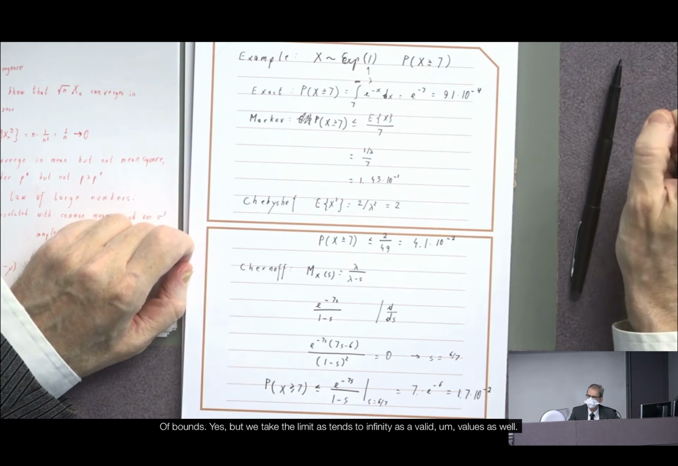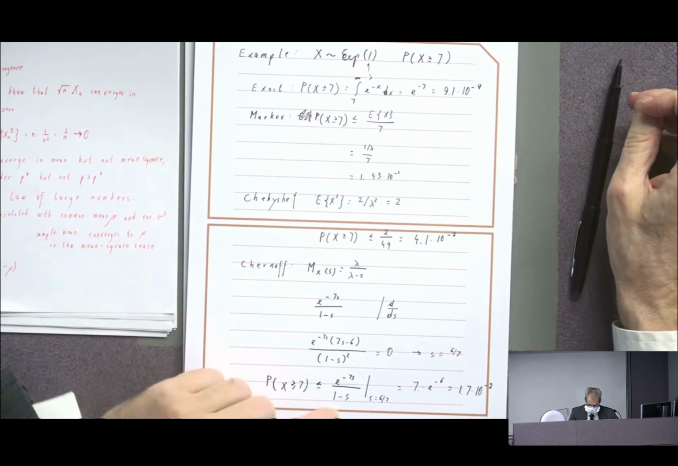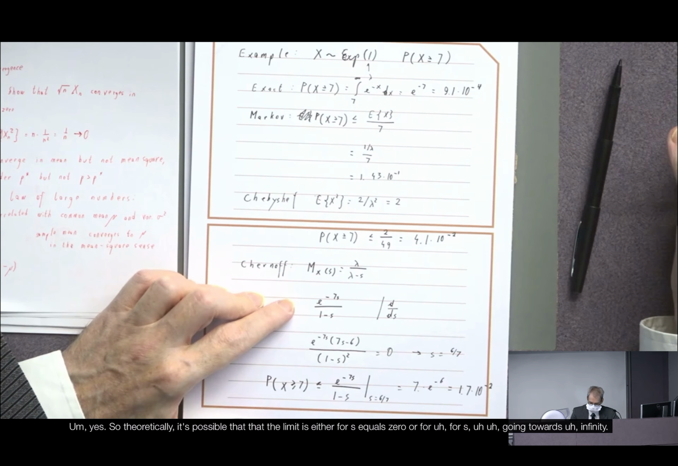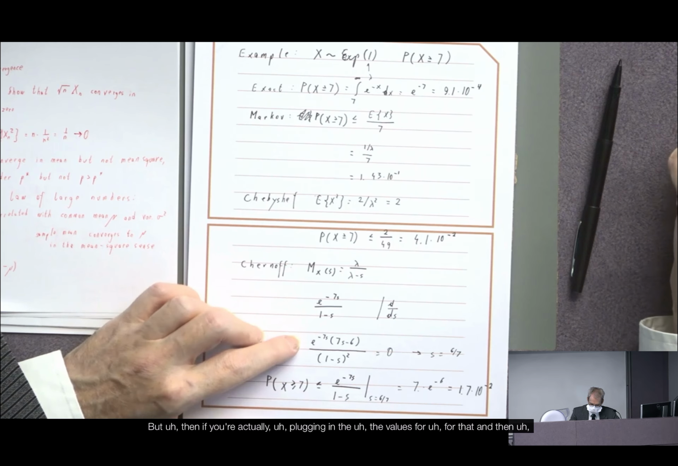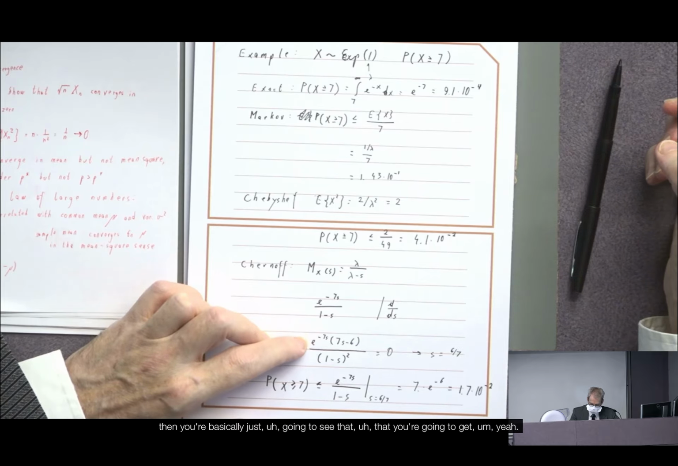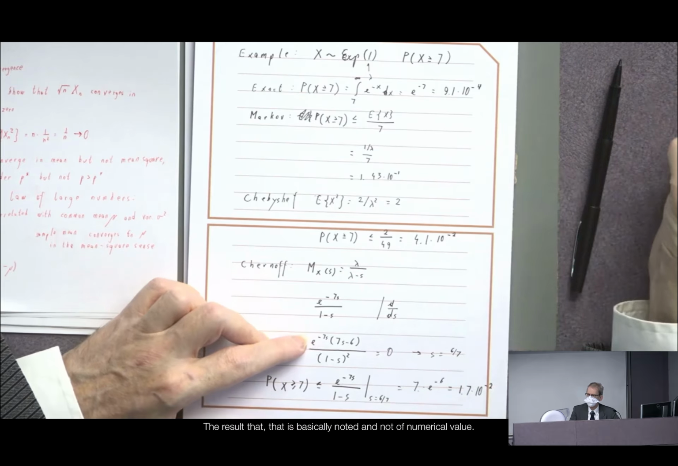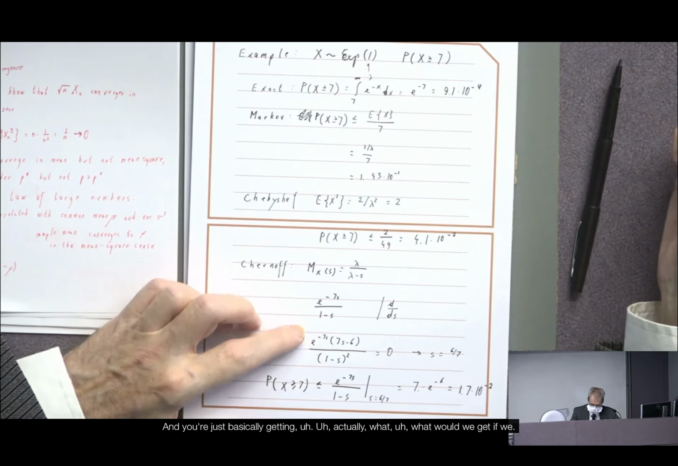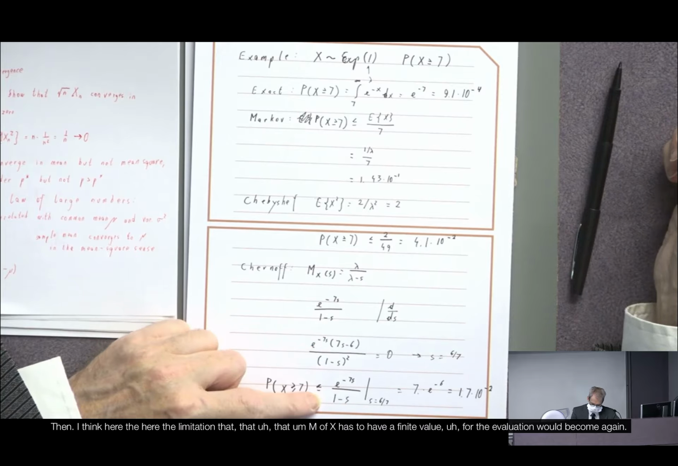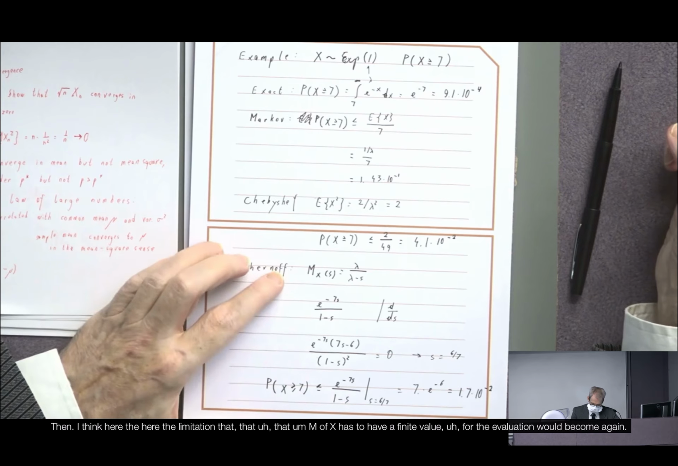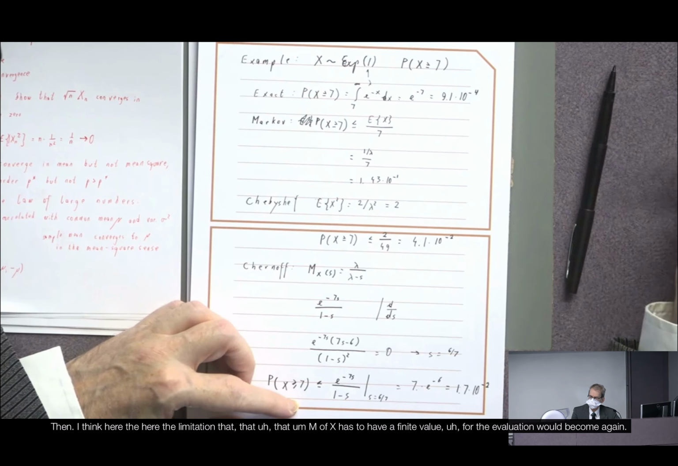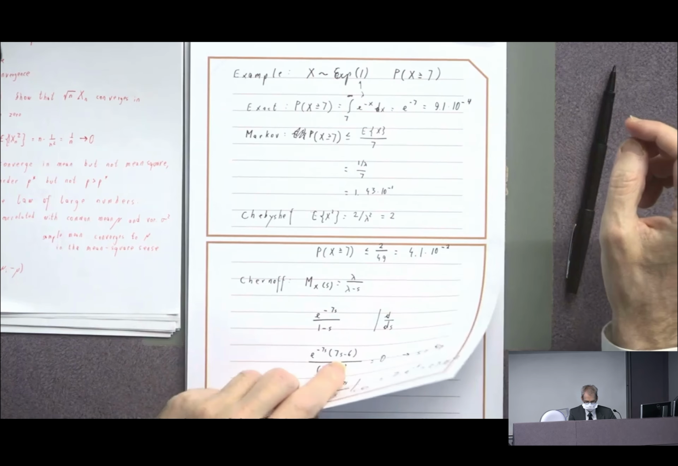Yes? Could you take the limit as s tends to infinity as a valid value of s as well? Yes, theoretically it's possible that the limit is either for s equals 0 or for s going towards infinity. But if you actually plug in the values, you're basically going to get a result that is not a numerical value. I think here the limitation that M of x has to have a finite value for the evaluation would come in. So that's basically what is prohibiting this. Good question.